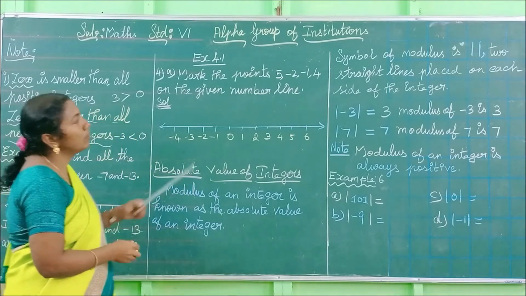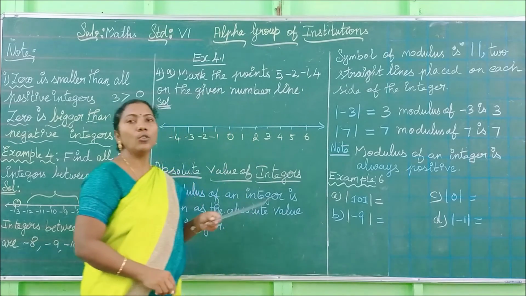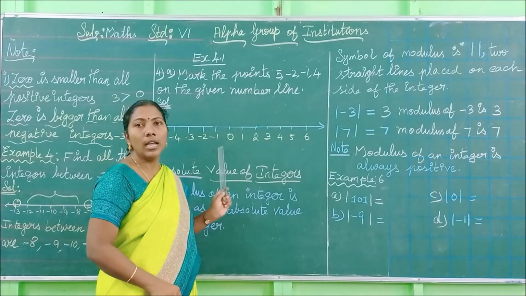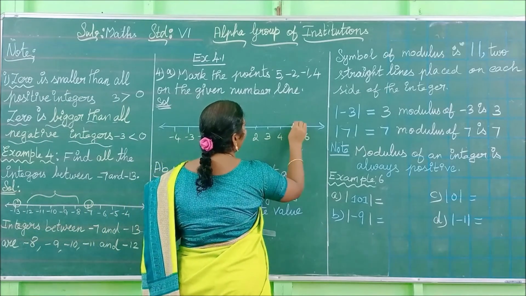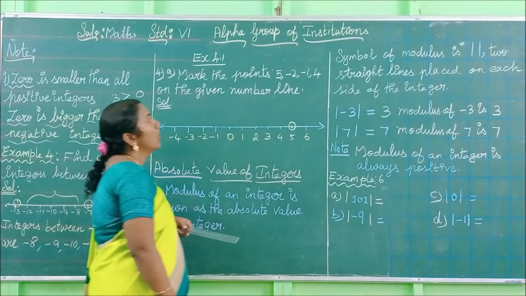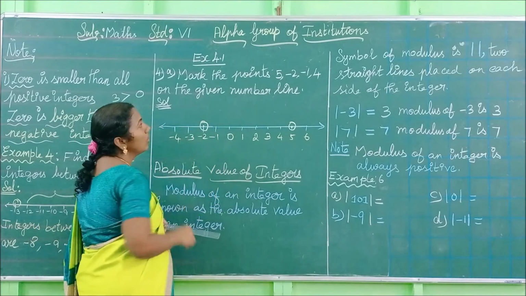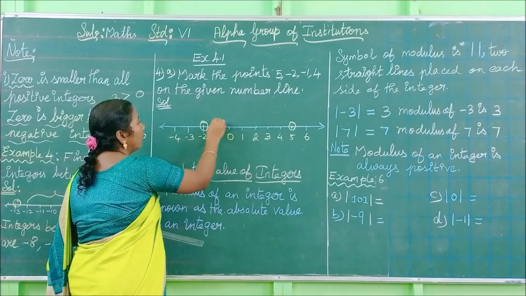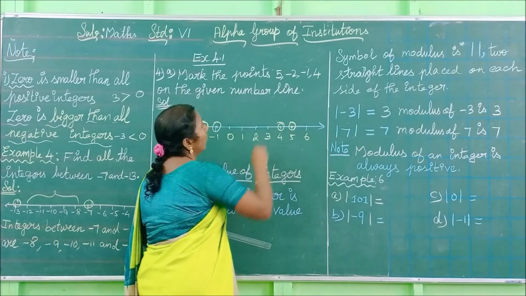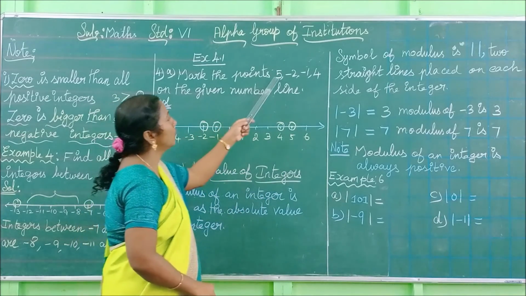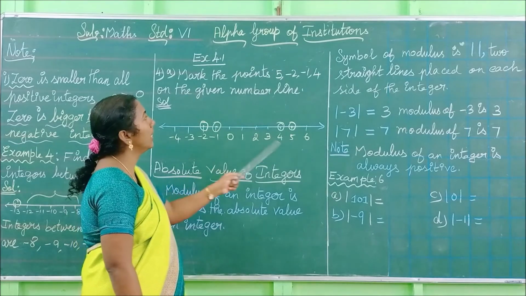In the question, what are the numbers they have given? 5, -2, -1, 4. We have to mark these numbers on the number line. So first I am marking the number 5. So this is the number 5. So I round this point. And then -2. This is -2. And then -1. Here we can find the -1, and then 4. Thus we have marked all the numbers given in the question. That is 5, -2 and then -1 and then 4.